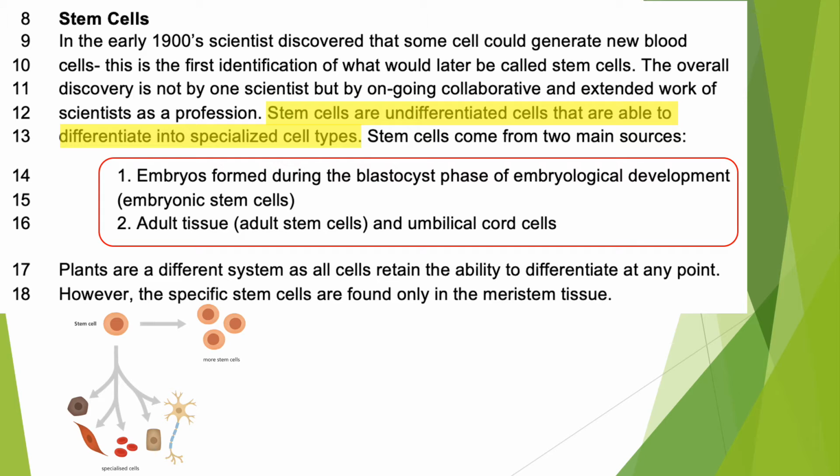Okay, so embryonic stem cells is number one, where it says embryos are formed during the blastocyst phase of embryological development. Now that might seem like a lot of information, but it's really in the couple days after an egg is fertilized by a sperm cell, it's going to start duplicating. All right. Now, the first types of cells that emerge from those duplications are going to be stem cells, and those stem cells later become your body.